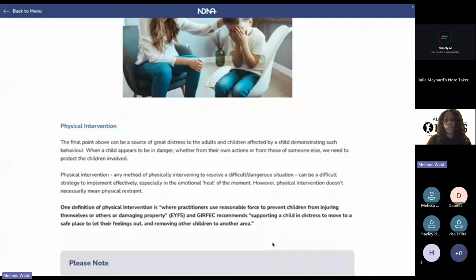The final point above can be a source of great distress to the adults and children affected by a child demonstrating such behaviour. When a child appears to be in danger, whether from their own actions or those of someone else, we need to protect the children involved.